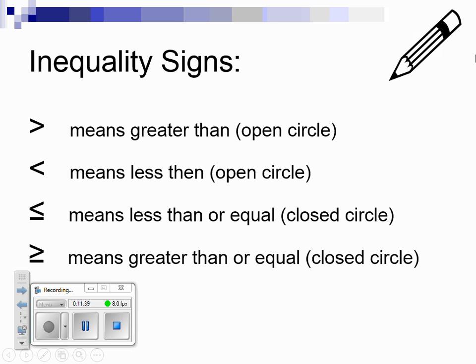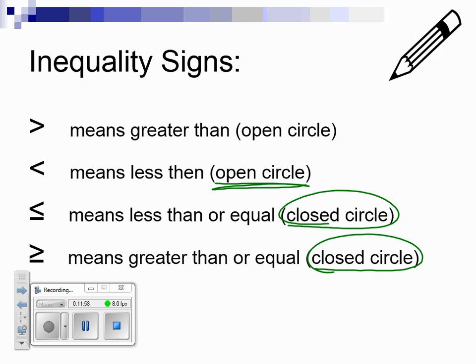All right, now just to make sure, this is just a summary. For inequality signs, greater than, open circle, less than, open circle. Greater than or equal to, or less than or equal to, they need to have those closed circles. So we want to make sure that we know the difference between a closed circle and an open circle.